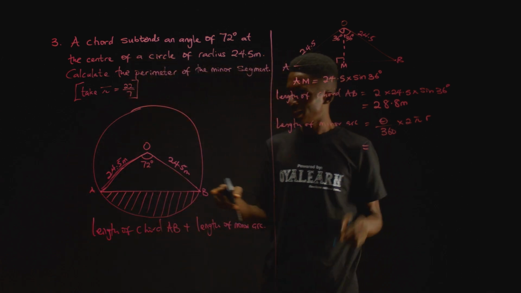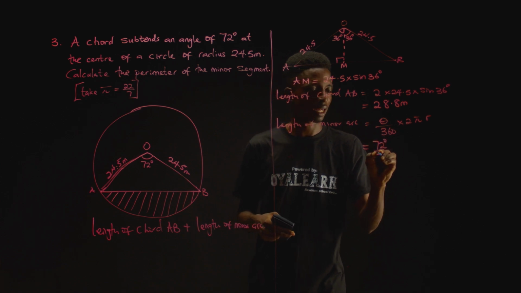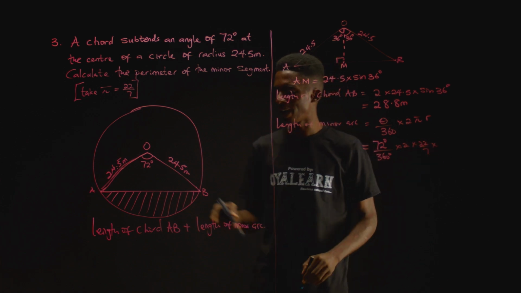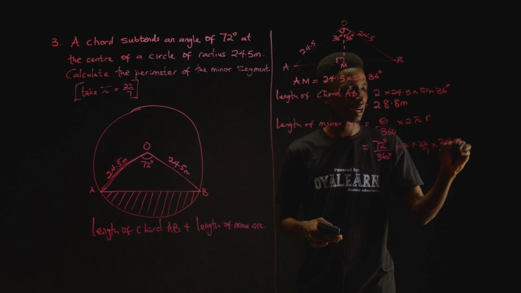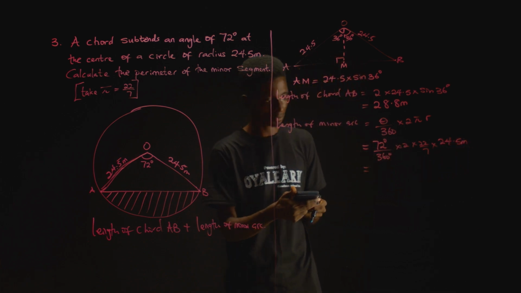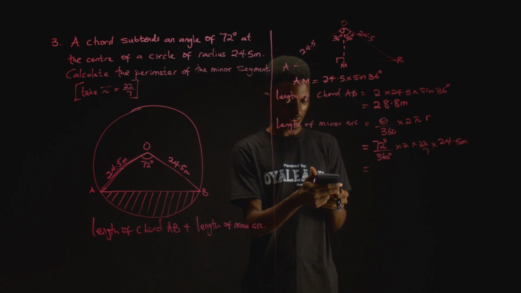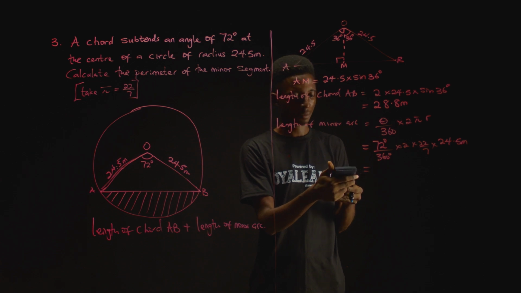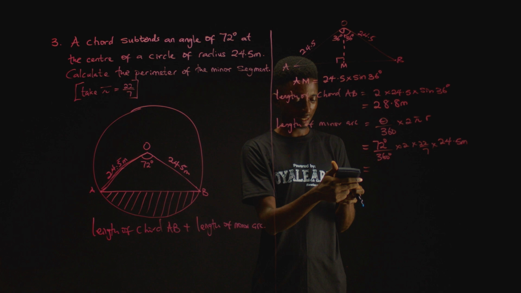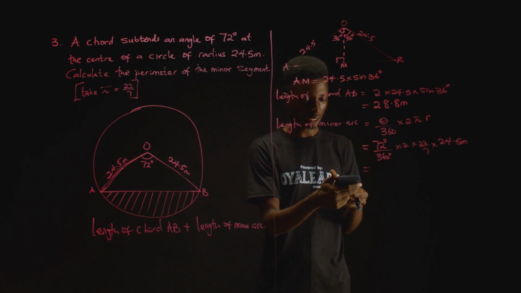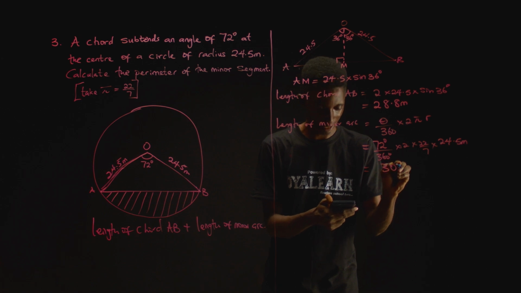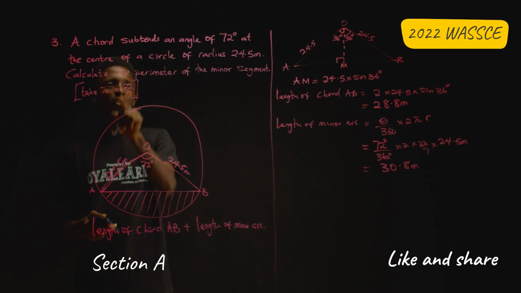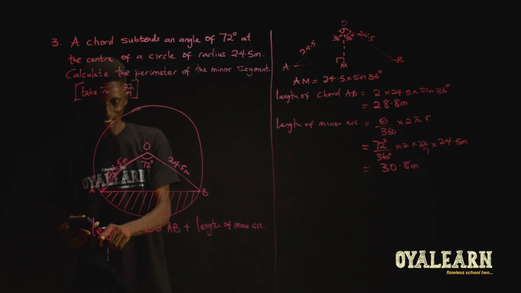So when we apply that, that would be 72 degrees over 360 degrees multiplied by 2 times 22 over 7 multiplied by r, which is 24.5 meters. Now what does this give us? So 72 times 2 times 22 times 24.5, all divided by 360 multiplied by 7. And when we compute that, we get 30.8 in meters.